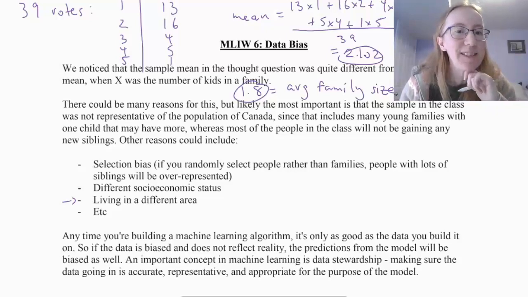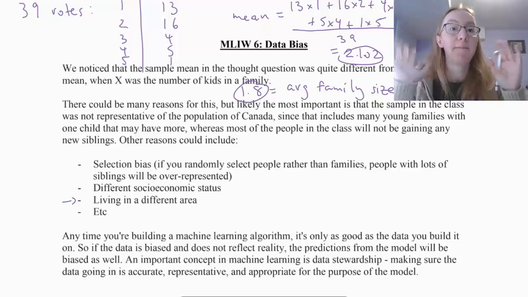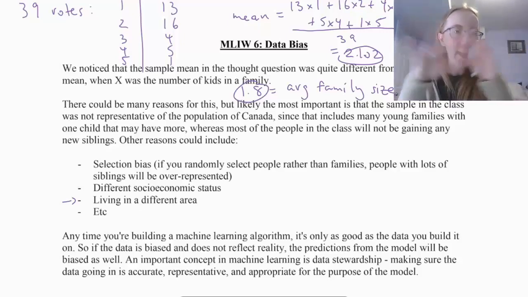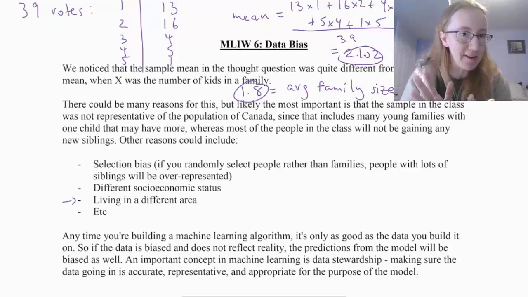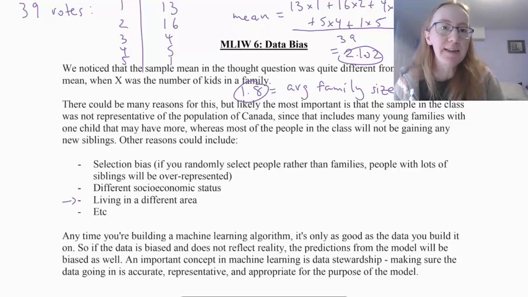The other thing I want to mention was this idea of selection bias. This is kind of interesting. So if you pick a random family and ask how many kids are in it and calculate that average, you will get a different average than if you pick a random person and ask how many siblings do you have. Think about that for a second.